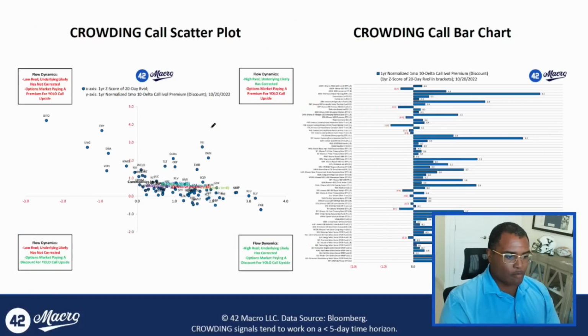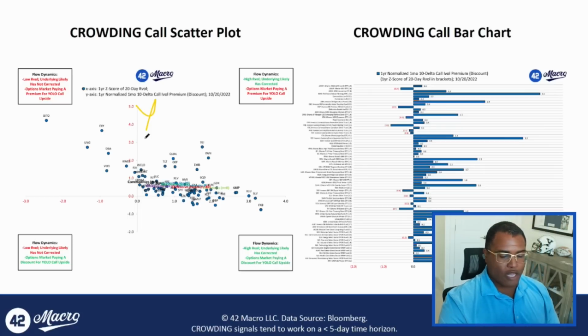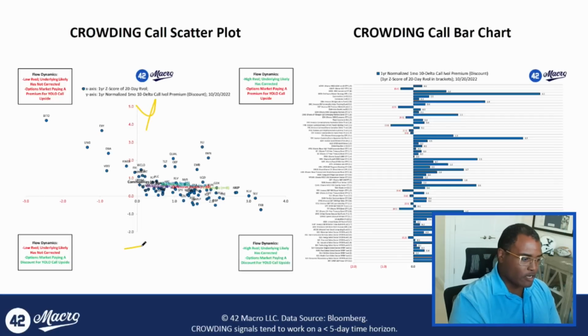Just looking at the call scatter plot, it's a similar analysis, but what we're trying to do here is identify where the market is overpaying for YOLO call exposure relative to realized volatility. From a flow dynamic perspective, when the market is overpaying for YOLO call exposure, that's a positive value on the y-axis here, in terms of the 1 year normalized 1 month 10 delta call implied volatility premium, or discount if it's a negative value down here.